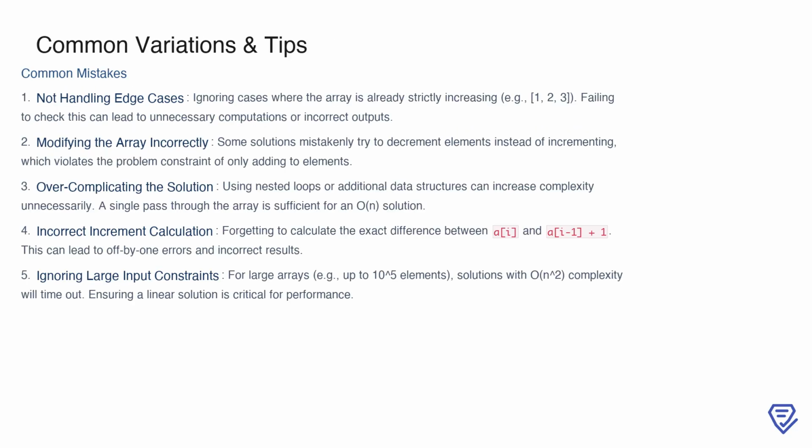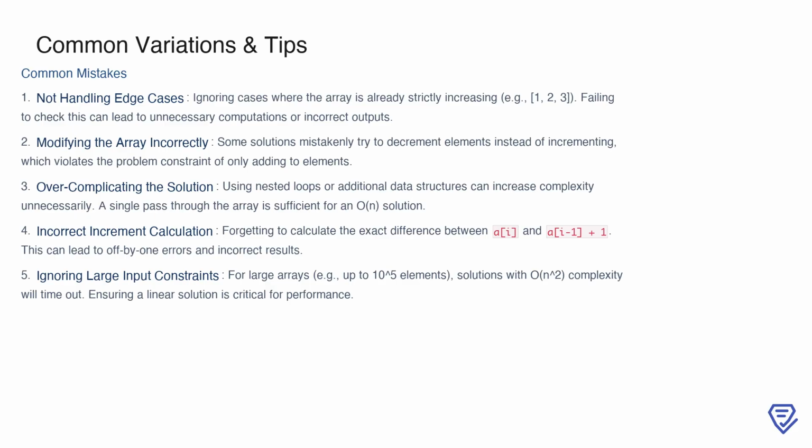When approaching this problem, there are several common mistakes that can trip you up if you're not careful. First, failing to handle edge cases can lead to unnecessary computations or even incorrect outputs. For example, if the array is already strictly increasing, like 1, 2, 3, no operations are needed. But failing to account for this might result in overcomplicating your solution. Another mistake is modifying the array incorrectly, such as decrementing elements instead of incrementing. Remember, the problem explicitly requires that you can only increase elements.